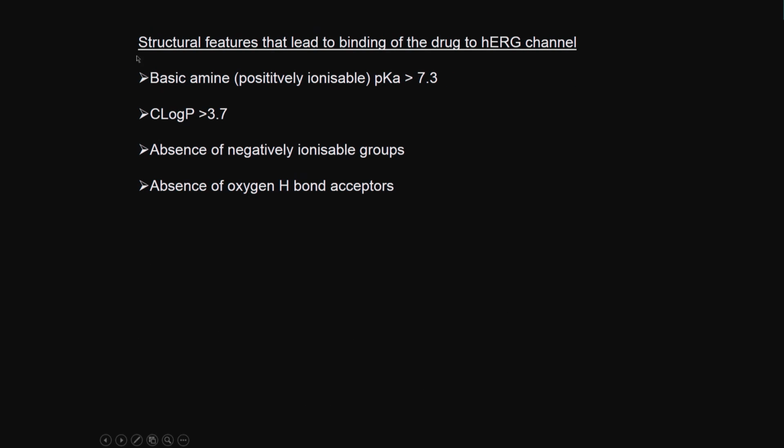Okay. So what are the structural features that lead to binding of the drug to HERG? Basic amines, positively ionizable with pKa greater than 7.3, log P greater than 3.7, absence of negatively ionizable groups, there are no negatively ionized groups, and absence of oxygen hydrogen bond acceptors. So, these can lead to HERG binding.